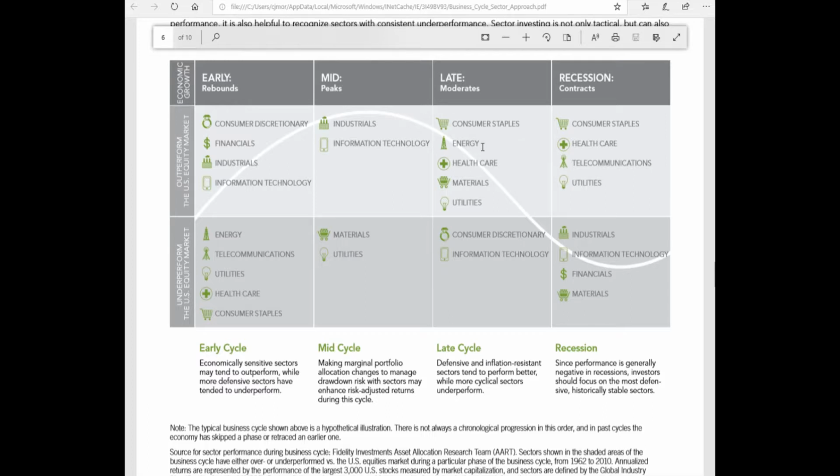Energy, this could be oil, natural gas, things like that. Healthcare, so pharmaceuticals and other healthcare type items. Materials, building materials and whatnot, and utilities would be electric, water, things of that sort. Consumer discretionary, as you can see, it's things you don't necessarily need, but maybe you like.